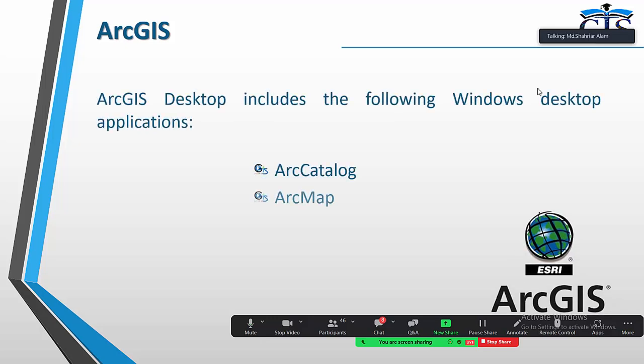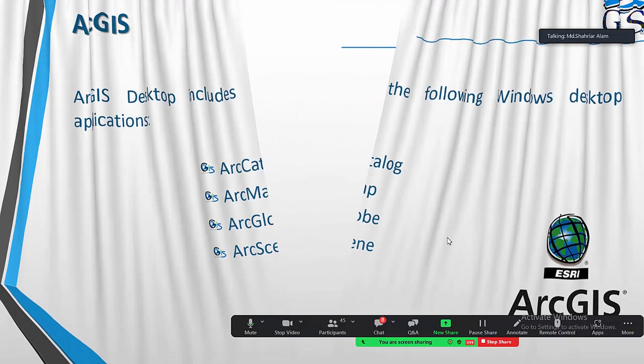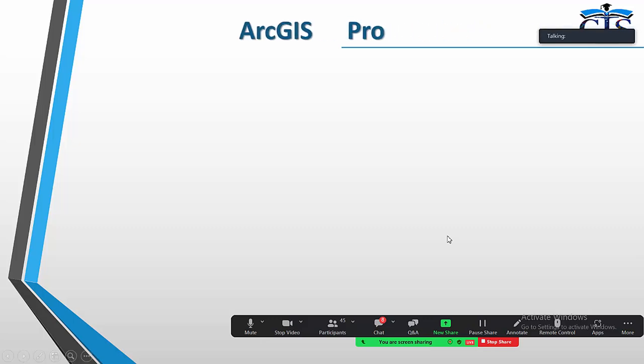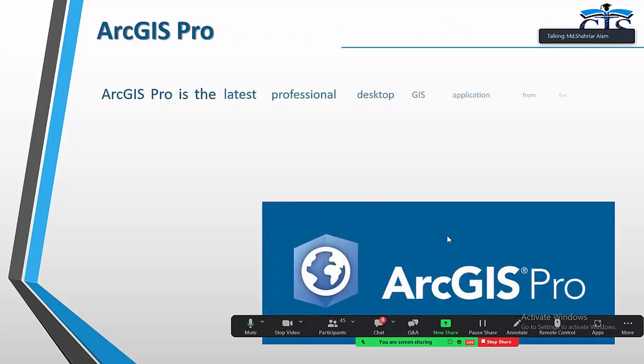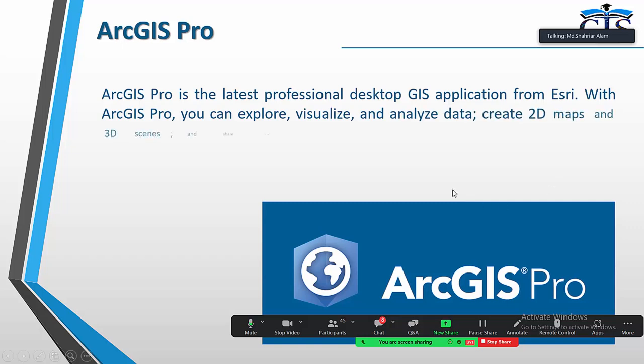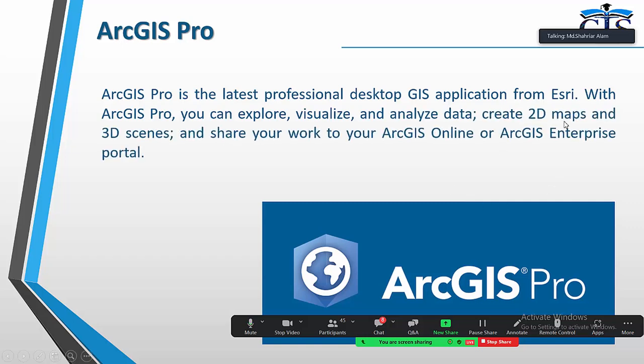ArcGIS Desktop includes the following Windows desktop applications: ArcCatalog, ArcMap, ArcGlobe, ArcScene. You can do 2D map related work in ArcMap. For your 3D map related work, you need to go with ArcGlobe and ArcScene. ArcGIS Pro is the pro version of ArcGIS, a desktop GIS application. With ArcGIS Pro, you can explore, visualize, and analyze data, create 2D maps and 3D scenes, and share your work to your ArcGIS Online or ArcGIS Enterprise portal easily.